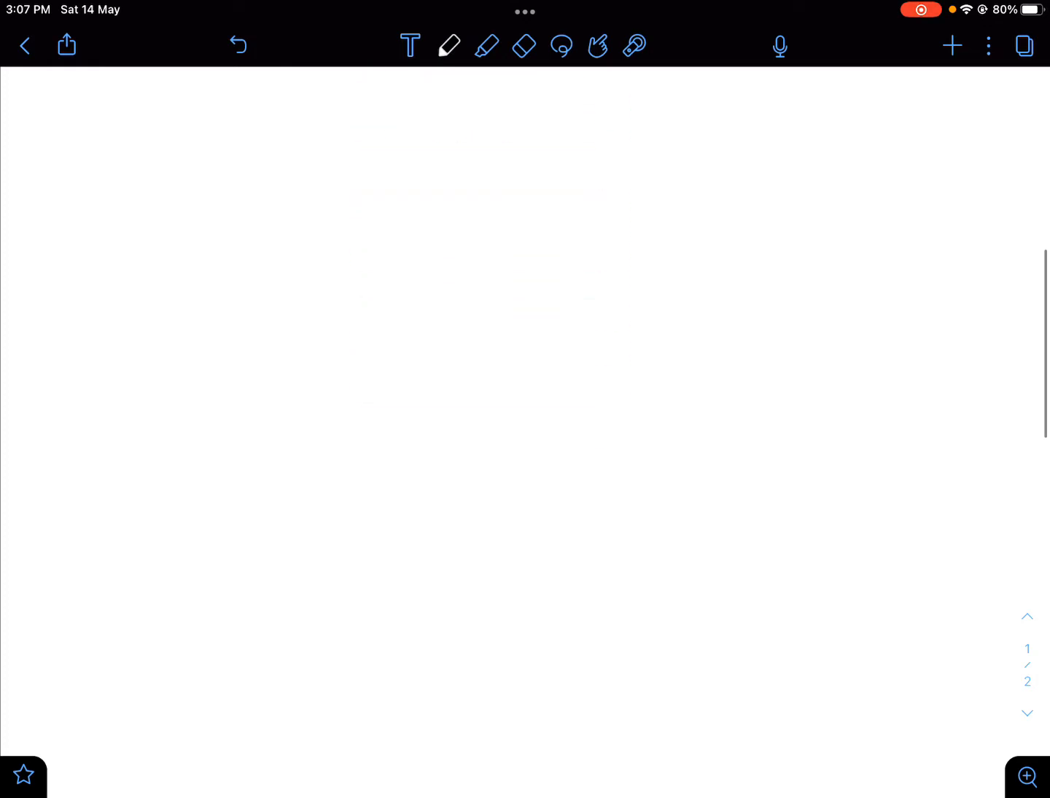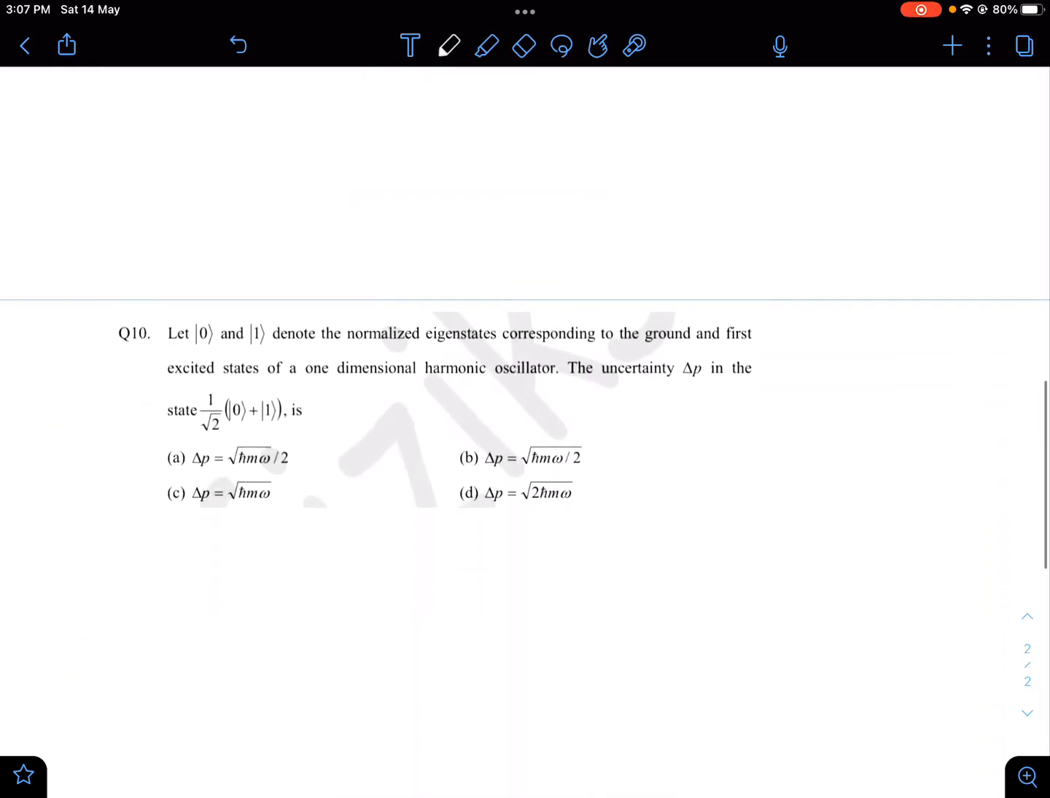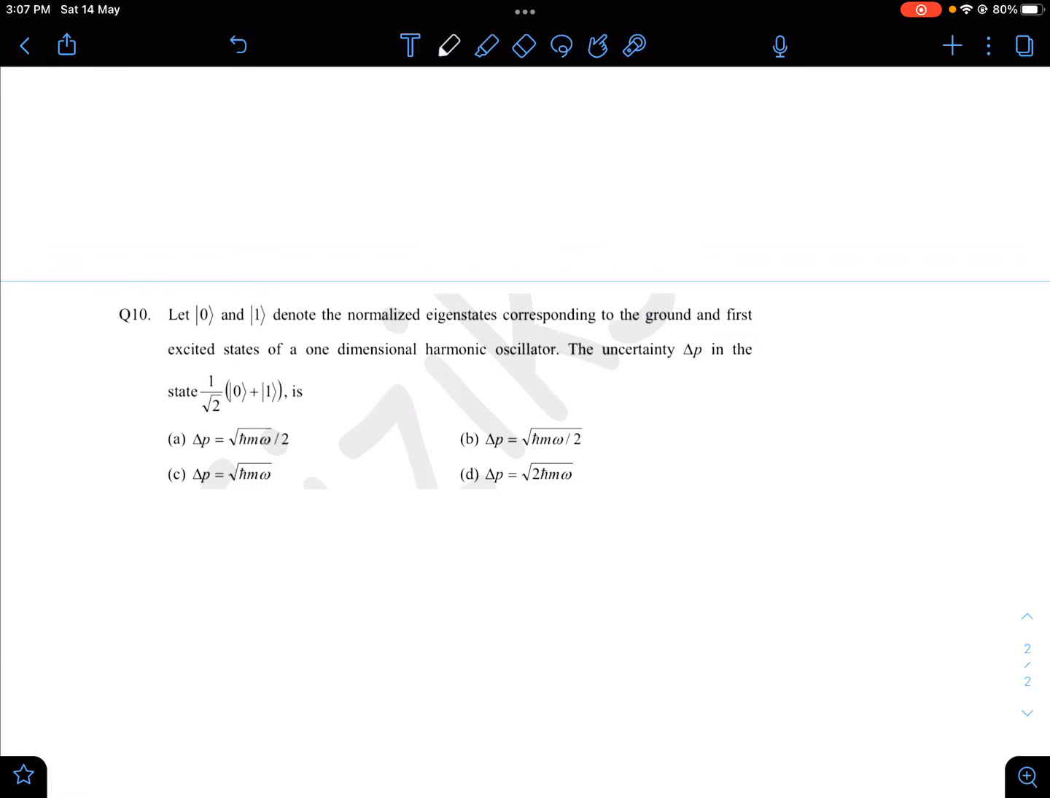So let us start with our first problem. The problem states that we have a one-dimensional harmonic oscillator, and we know that |0> and |1> represent the normalized energy eigenstates corresponding to the ground and first excited state. So we have to find the uncertainty delta p in the state psi. So let us proceed.